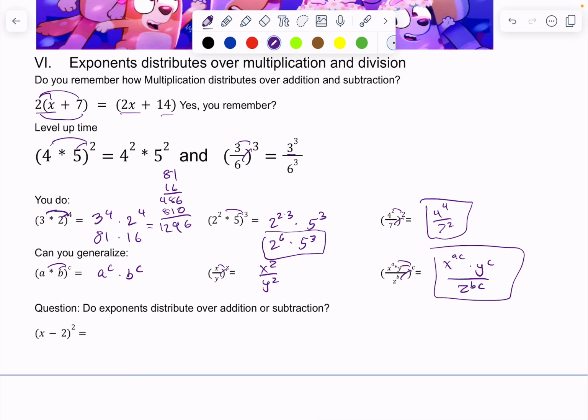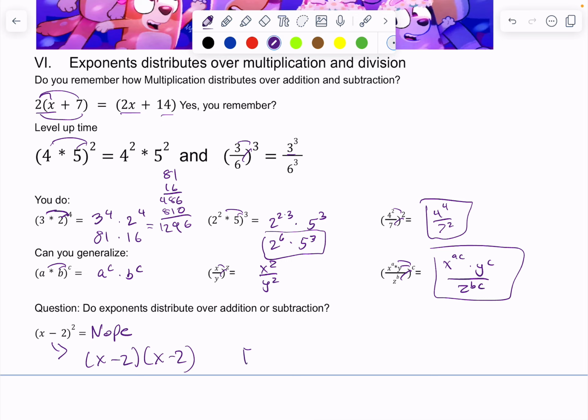Do exponents distribute over addition or subtraction? If I had something like this, x minus 2 squared, can I distribute it out? No, can't do that. All this really does is lead it to be x minus 2 times x minus 2, because there's 2 of them. That's what the exponent squared means.